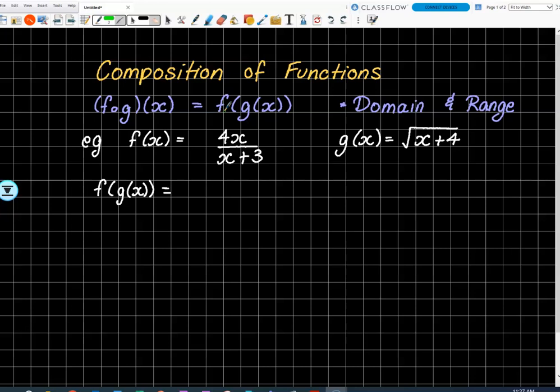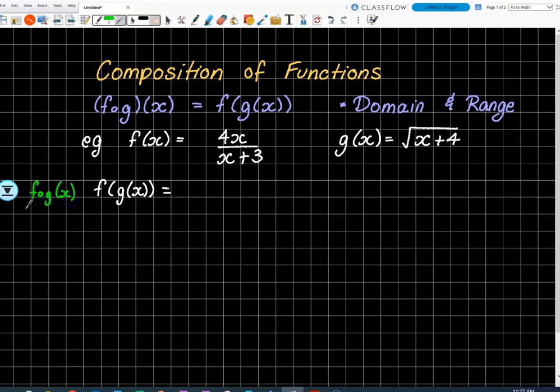So if we had two functions, f of x and g of x, and a third function, I could call it a capital F of x, I could call it h of x, all those sorts of things. So please make sure when you are using your notation, little f is different to capital F.